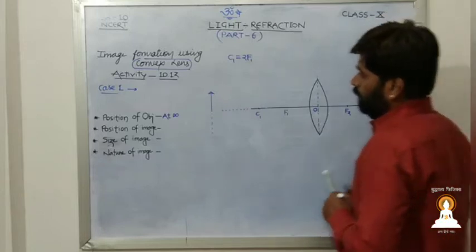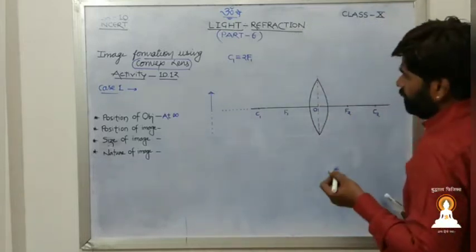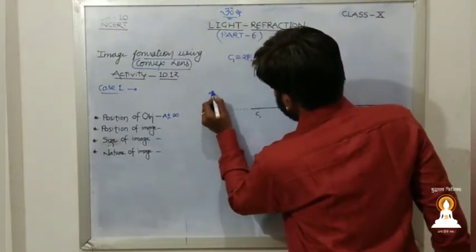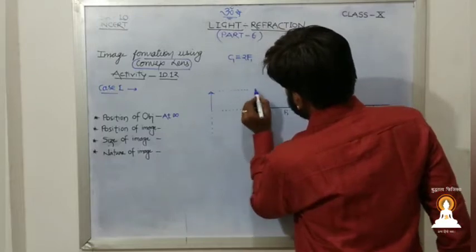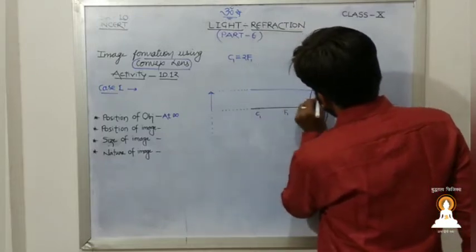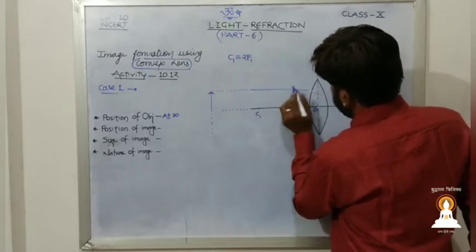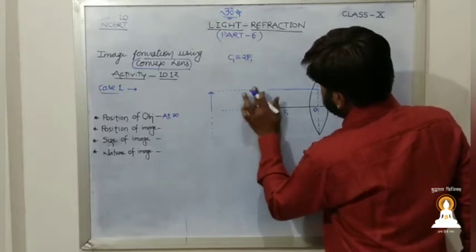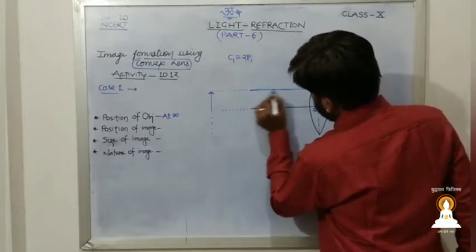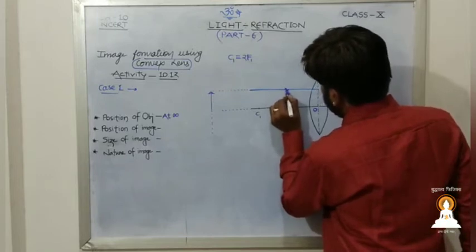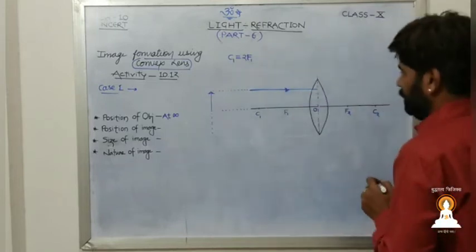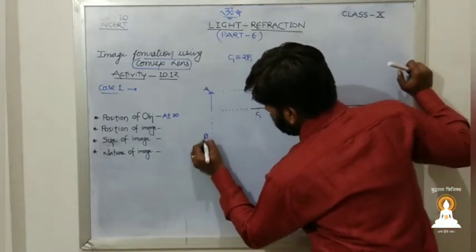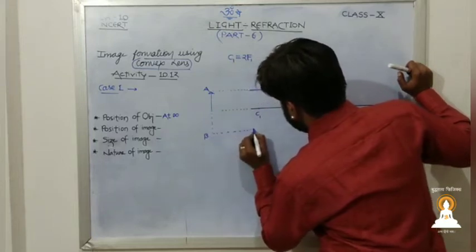Now let us apply rule number 1. Rule number 1 says what? If a light ray is coming parallel to the principal axis and is incident on the lens, put the arrow after refraction. Now let us take both the corners of the object, say this is A and this is B. So from B also we have to draw the similar ray.